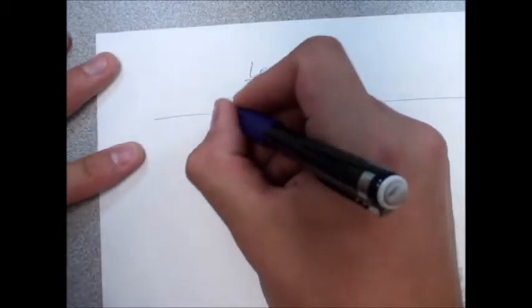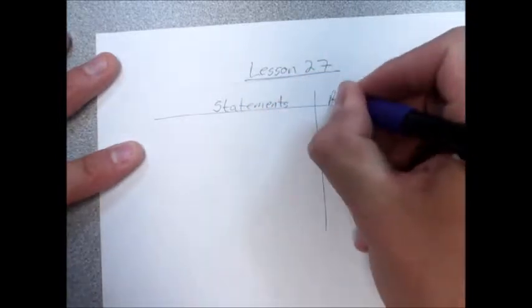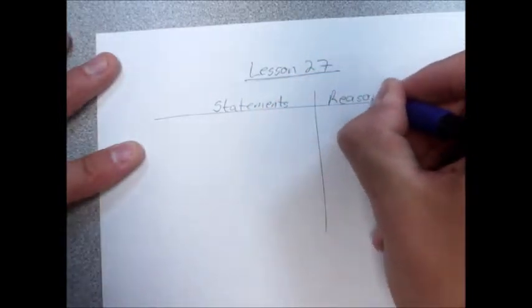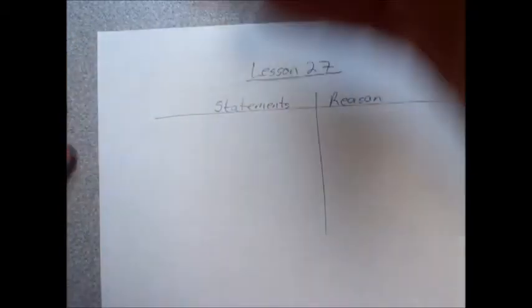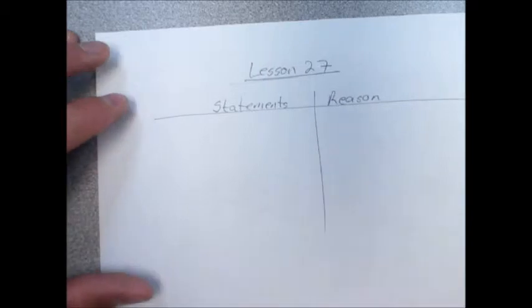Our statements will be on the left, and our reasons will be on the right. Whatever we're stating is obviously going to be in the statements column. Now the reason we're stating it is going in the reasons column.